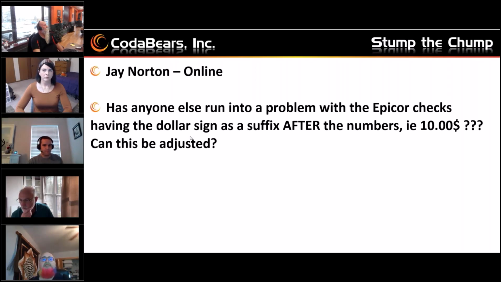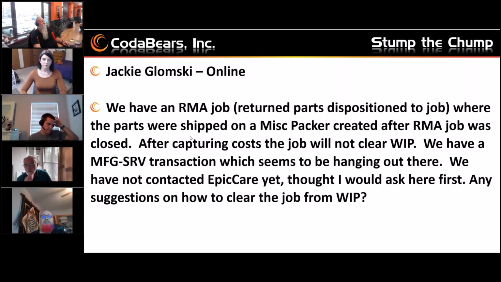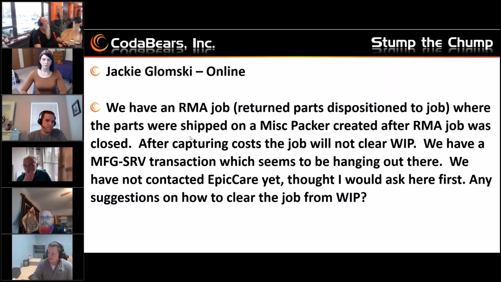Awesome. Our next one here is Jackie Glumsky, online today, submitted: They have an RMA job with return parts disposition back to that job, which is normal. The parts are shipped on a miscellaneous packer created after the RMA job was closed. After capturing costs on the job, the costs will not clear WIP. There's an MFG SRV transaction simply hanging out there. We have not contacted Epicor yet. Thought I would ask here.